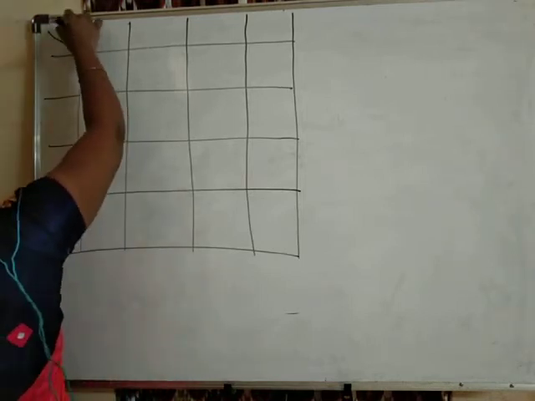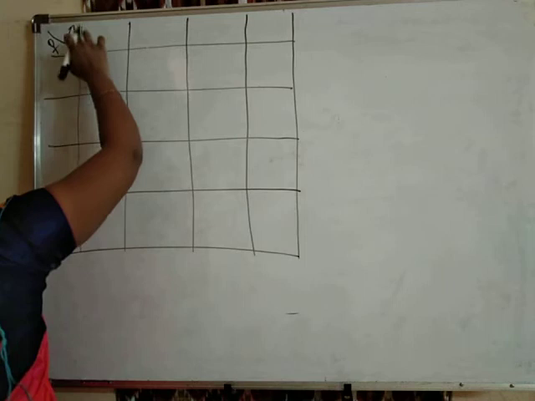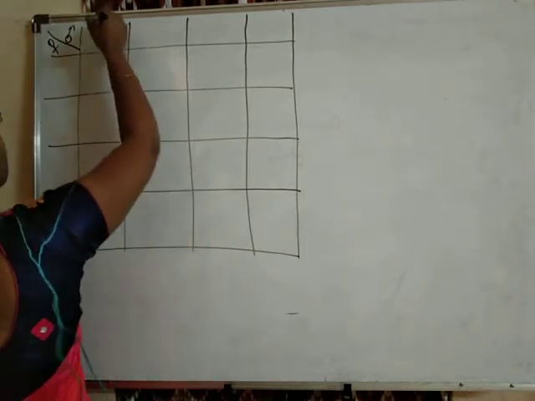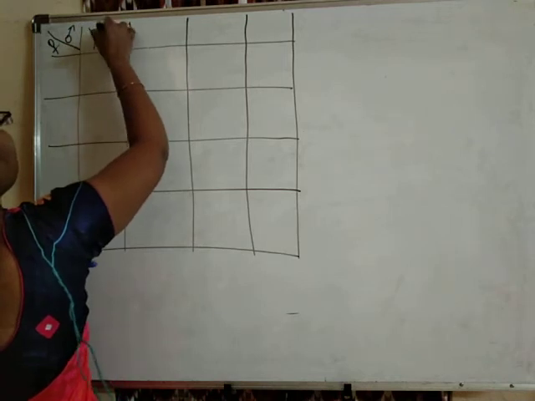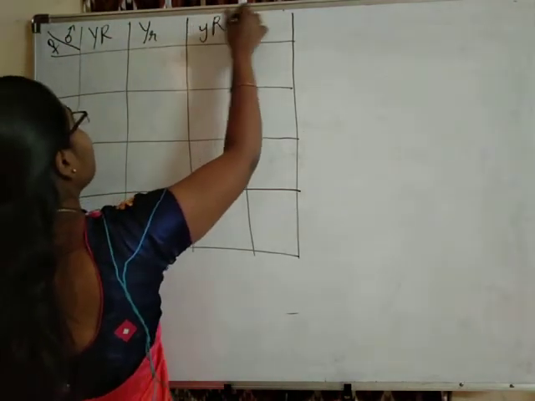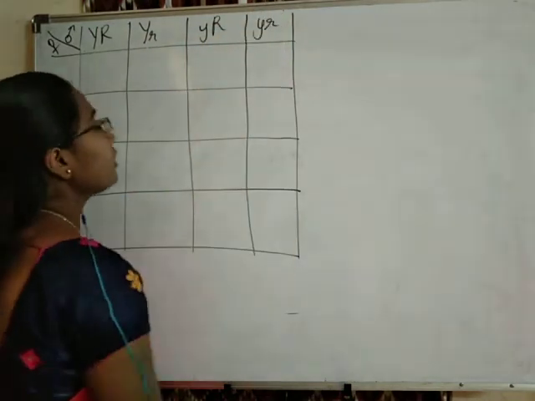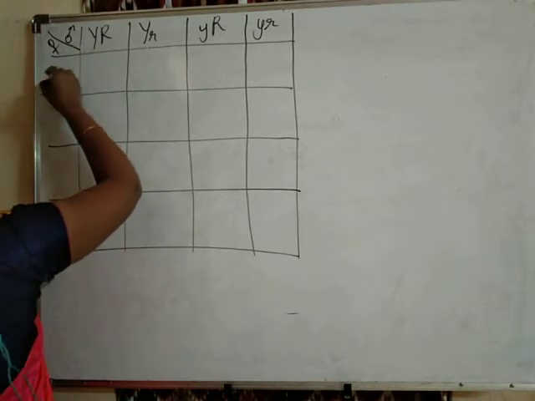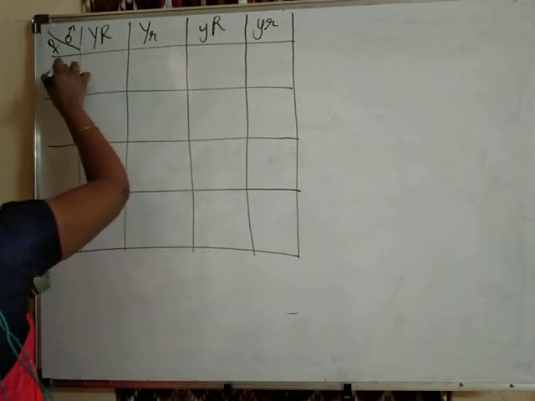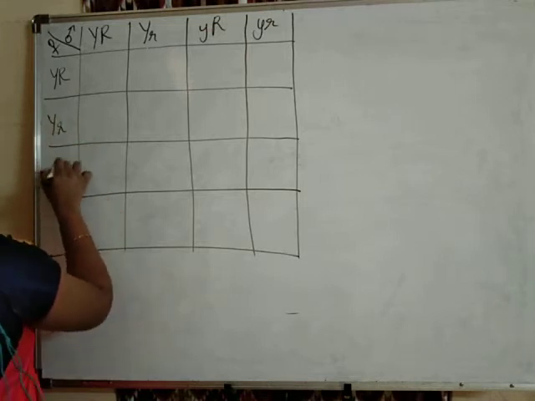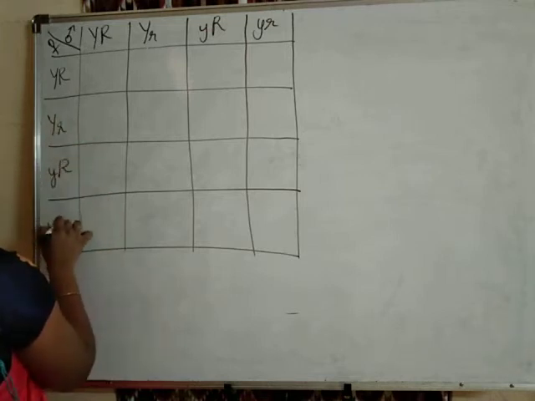So, any of them, pollen or egg, may contain only those 4 types of alleles. So, capital Y capital R, capital Y small r, small y capital R, small y small r. These are the possible types of gametes which can be present in a male gamete, in a pollen, or in an egg.